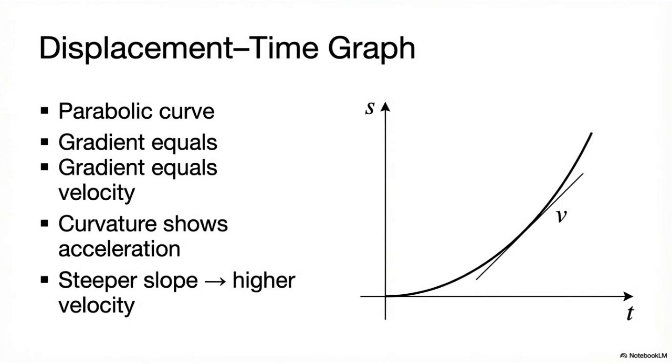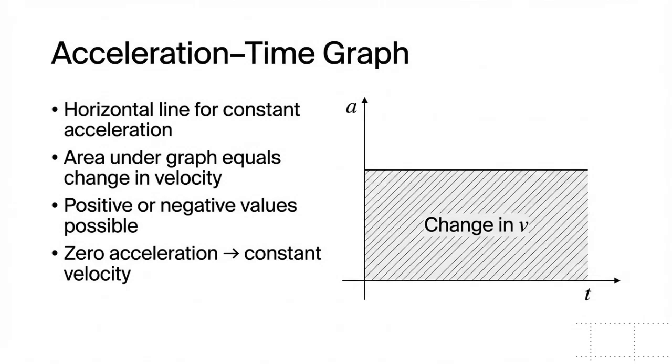When the slope of the curve becomes steeper, it means the velocity is increasing. So, by looking at the steepness and shape of this graph, we can understand how the object's speed changes as time progresses. Now, let's look at the acceleration time graph.